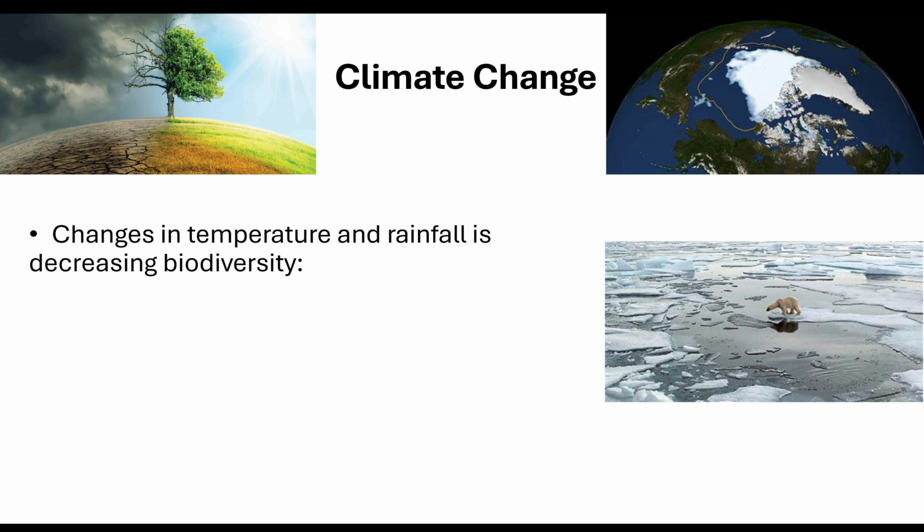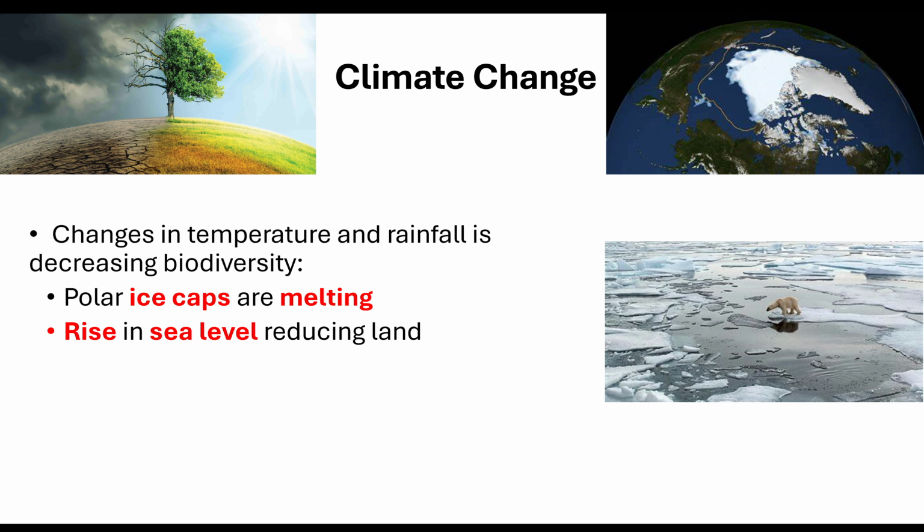And the other one to look at is climate change. We have changes in temperature and rainfall, which are going to have an effect on biodiversity. So our polar ice caps are melting. Now that's important to note, that those ice caps are the environments that the polar bears need to use, and therefore if they are melting, we're actually having an effect on their habitats. We have rise in sea levels. Now, if you've got a rise in sea level, that's going to reduce the land that is available for the different species. More frequent flooding.